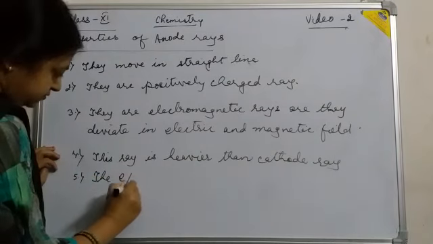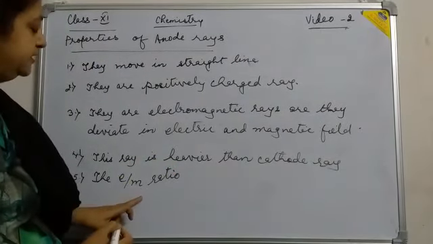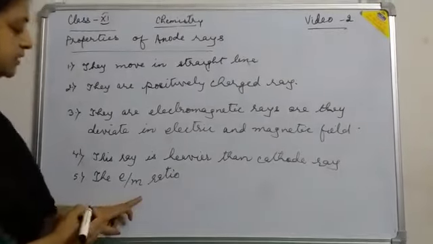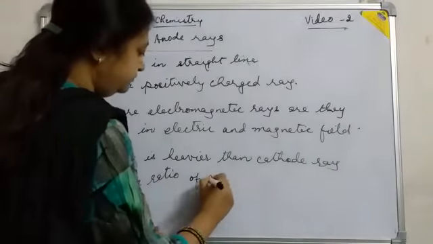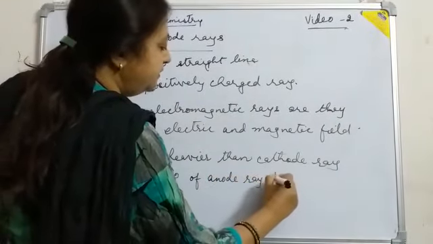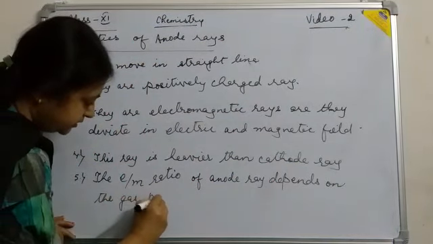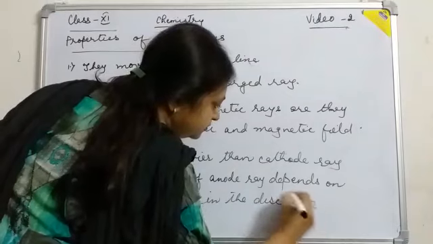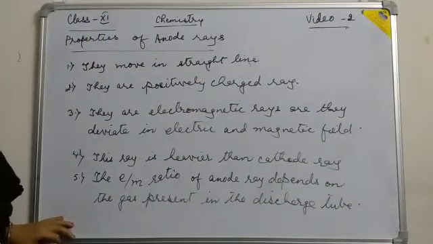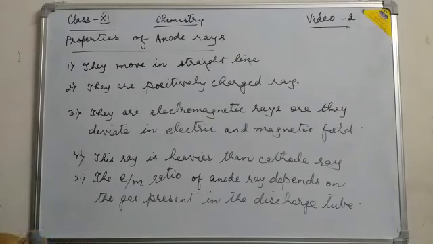the e/m ratio, as I have discussed in the previous video, the e/m ratio of cathode ray doesn't depend on the gas present in the discharge tube, but the e/m ratio of anode ray depends on the gas present in the discharge tube, as electrons are same for each and every element, but protons are different for each and every element. These are the properties of anode ray.